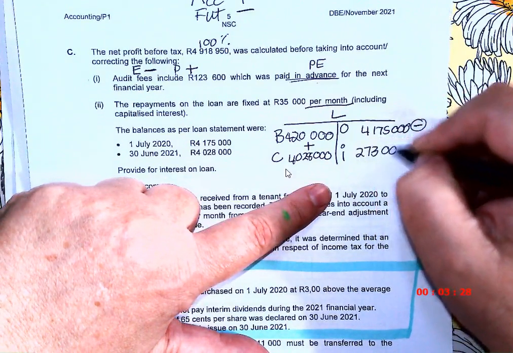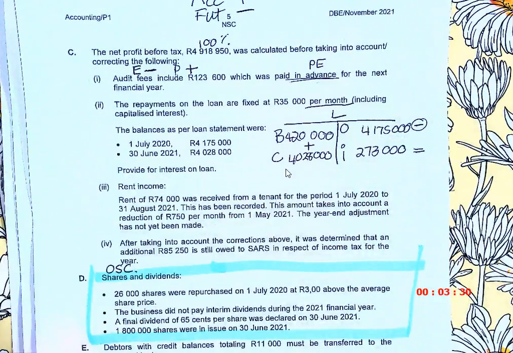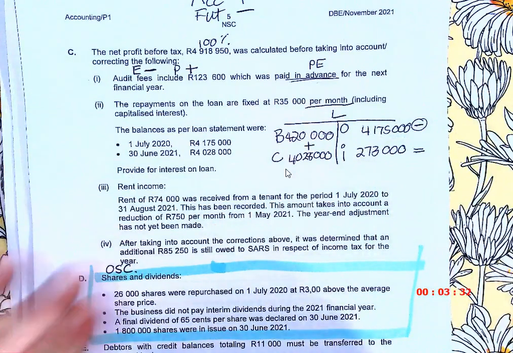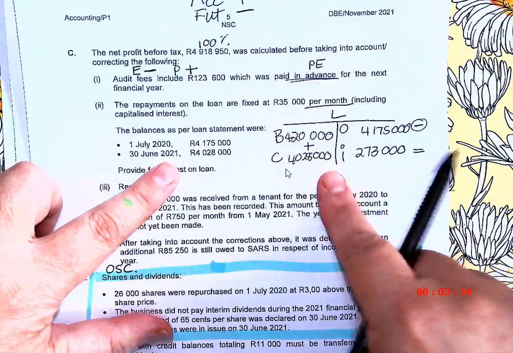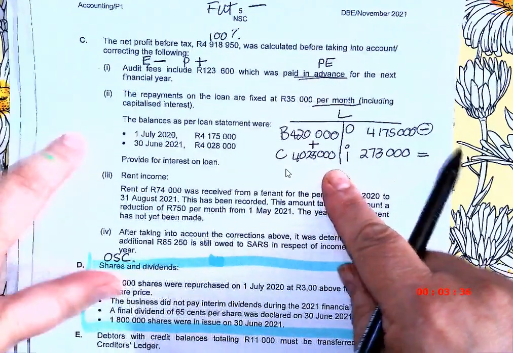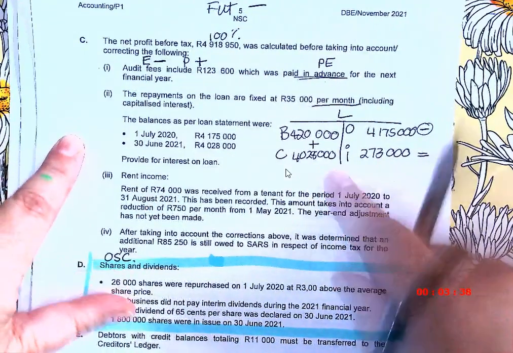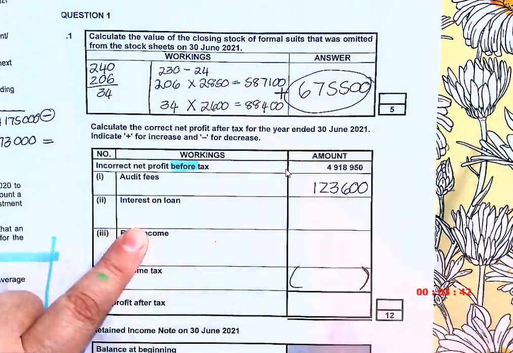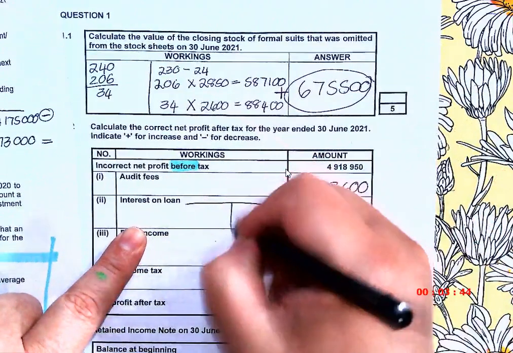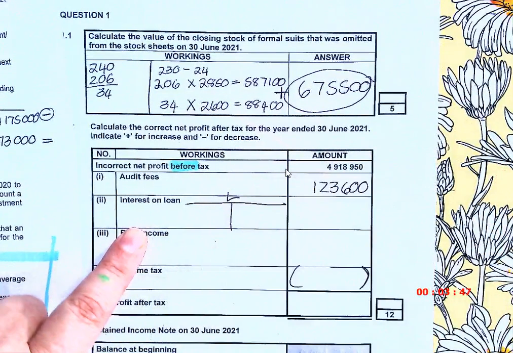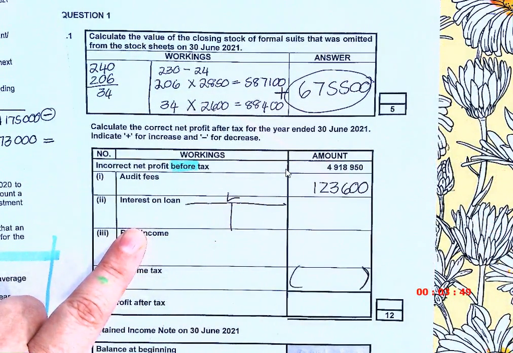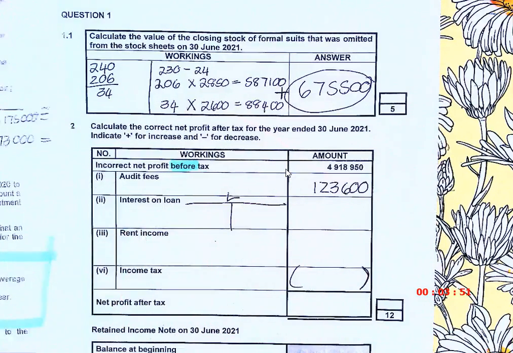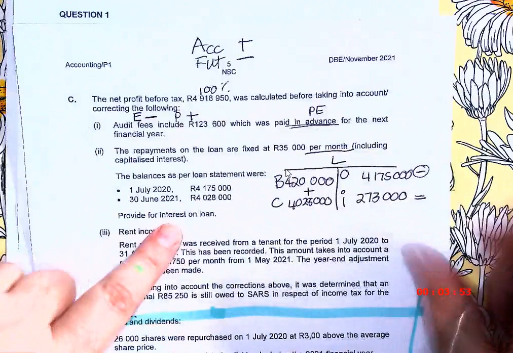273. Okay. Now, what's very important, please do not do this little sum on your question paper because your marker does not see it. Do this little calculation here. Can you see there's a big space for you to do your calculation there? Right?